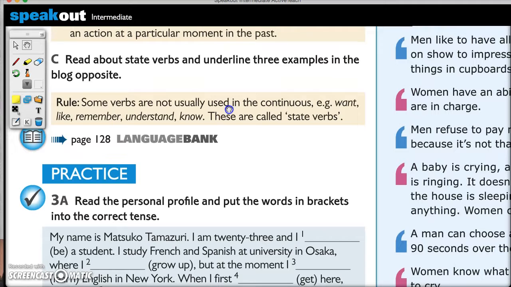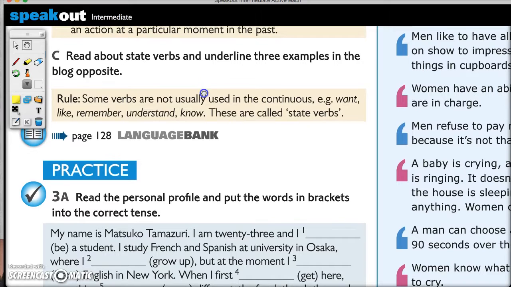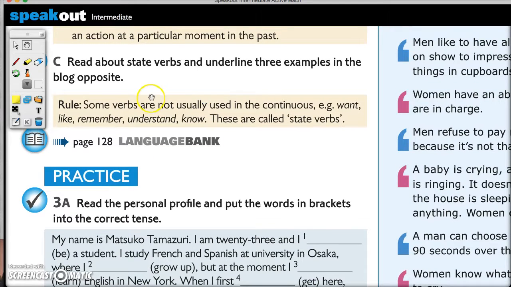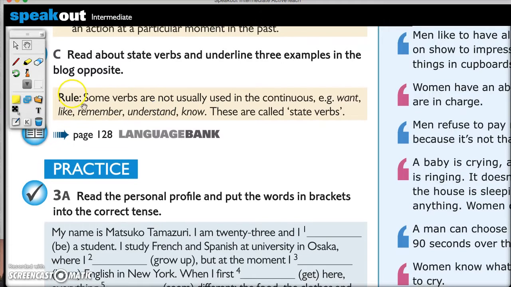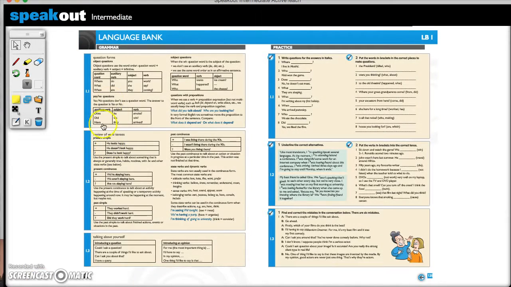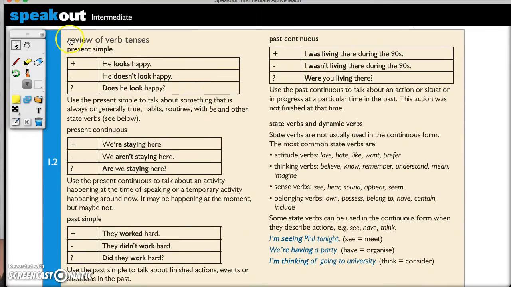Then there is a rule here about state verbs, and it says underline 3 examples in the blog opposite, so you have to find them. And the state verbs are verbs that do not take the continuous form because they are verbs of feeling, verbs of sensing, etc. This is something that you will also look at on page 128 in the language bank. When you get there, if you go to the section for 1.2, you will see there is a review of tenses here.